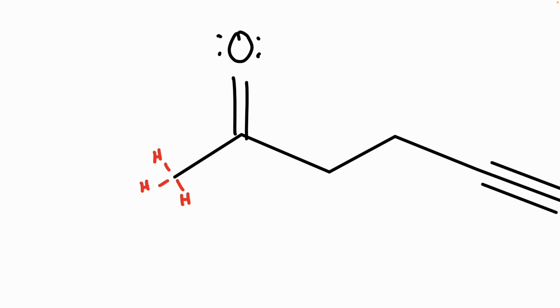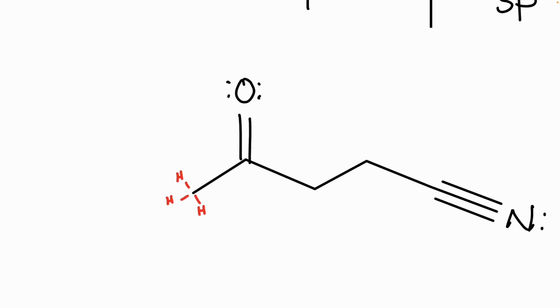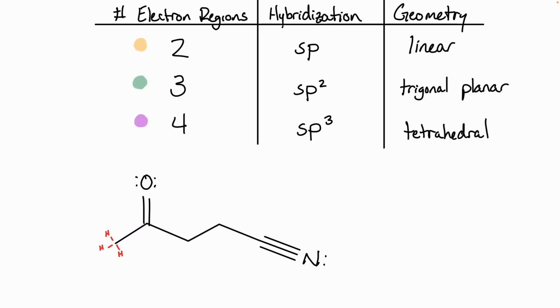All right, I have a bunch of single bonds, so I have a total of 1, 2, 3, 4 electron regions. And if I have 4 electron regions, what is the hybridization of that atom? sp3, right? So that particular carbon has this tetrahedral geometry. Okay, so again, see if you can fill in the rest. We have 1, 2, 3, 4 other carbons here. What is the hybridization of those 4 other carbons?